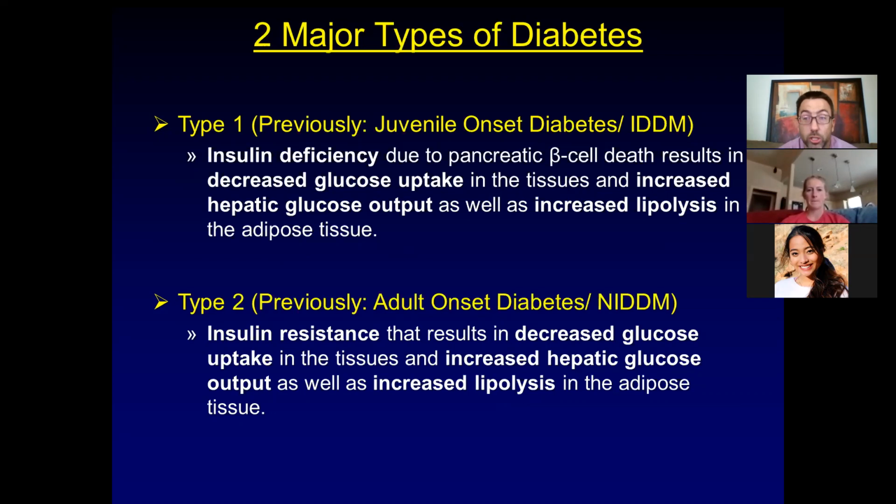Type 2 has traditionally been called adult onset diabetes. Okay? And 100 years ago, even in some ways 30, 40, 50 years ago, type 2 diabetes was much, much less prevalent than it is today.